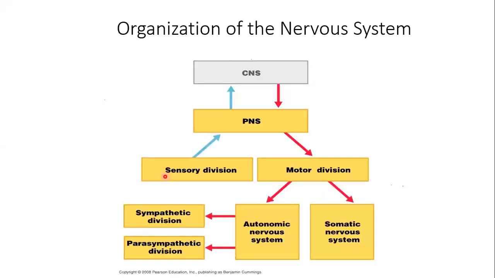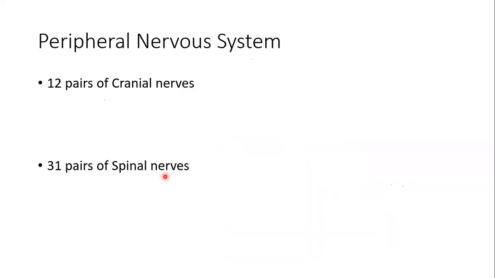So we are going to the peripheral nervous system. In the organization of the nervous system, we have the CNS and the peripheral nervous system, with the sensory neurons and the motor neurons, the autonomic motor neurons and the somatic nervous system. The peripheral nervous system consists of 12 pairs of cranial nerves, which control the head, then 31 pairs of spinal nerves, which control the other parts of the body.